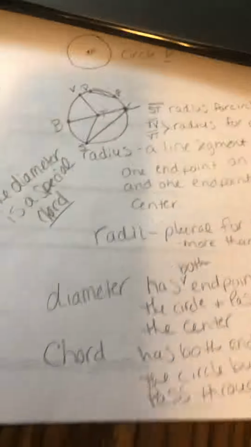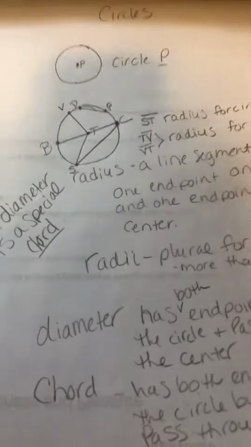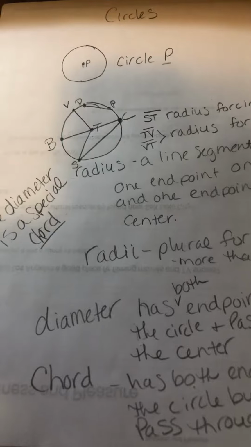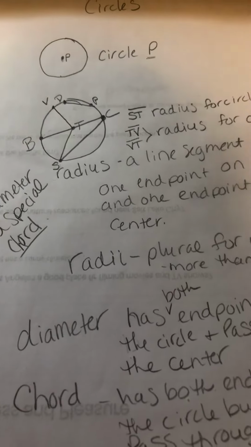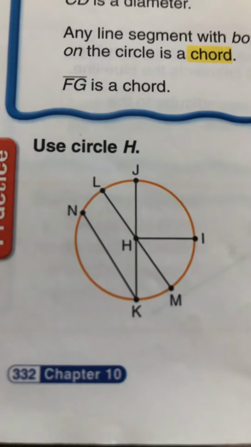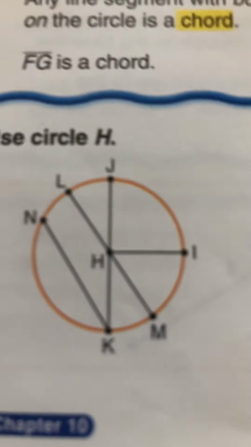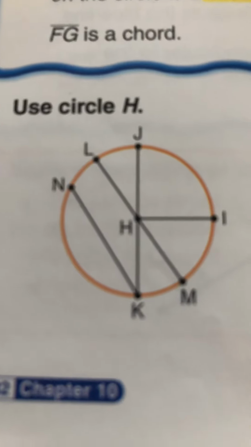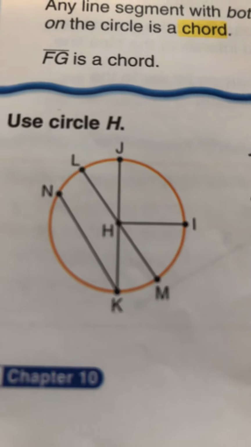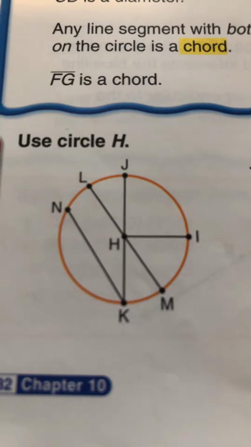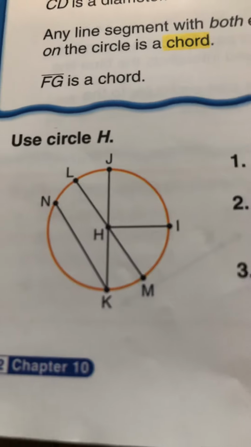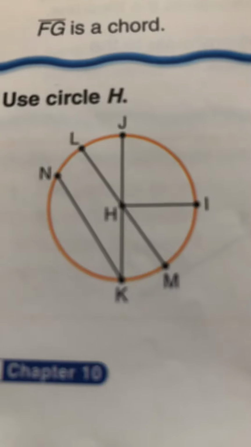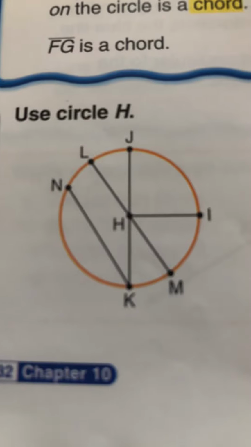Okay, so those are all our vocabulary words. We have circle, radius, radii, diameter, and chord. And we're going to take a look at an example in the book. Okay, so here is a circle with some different line segments. I'll hold this as steady as I can. All right, so the first one says to name 6 points on the circle. So I'm on page 332, if you're not there yet. Okay, so 6 points.